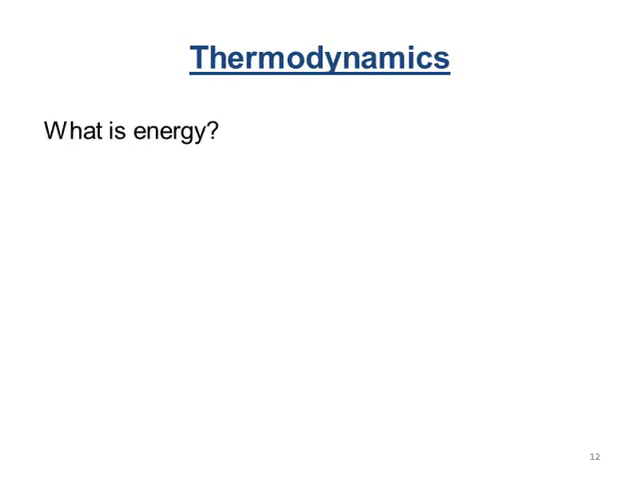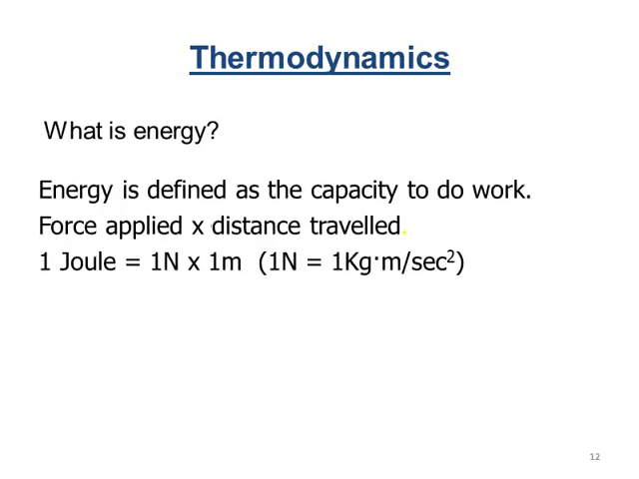So what is energy? Well, energy is defined as the capacity to do work. And it's simply the force that is applied multiplied by the distance over which it's traveled. And the unit that is typically used to measure energy is the joule. So 1 joule is equal to 1 Newton force times 1 meter, whereas 1 Newton is equal to 1 kilogram multiplied by meter per second squared. So it's mass times acceleration. In this case, 1 Newton is equal to 1 kilogram meter per second squared.